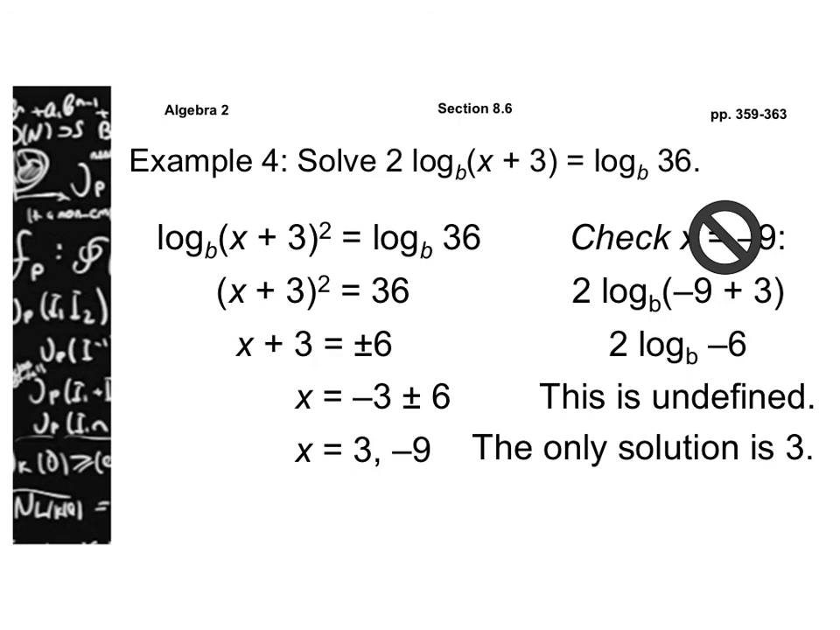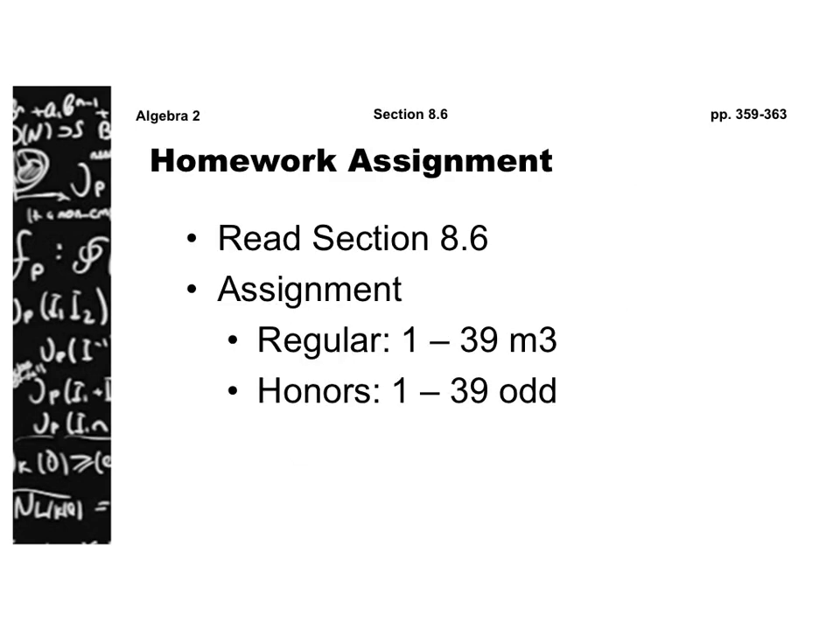All right, now I'm going to check negative 9, and I'm going to see it doesn't end up working. If I plug in negative 9, I get negative 6. I cannot have a negative inside of a logarithm. That negative 6 doesn't work. So this is a non-solution or an extraneous solution. So my only solution is 3. So that's my answer. All right, and we're done.